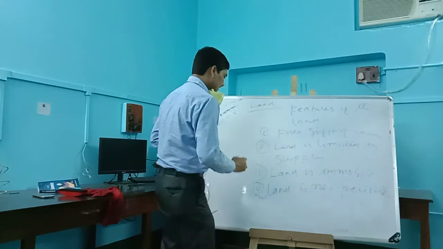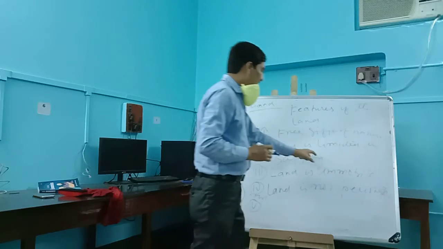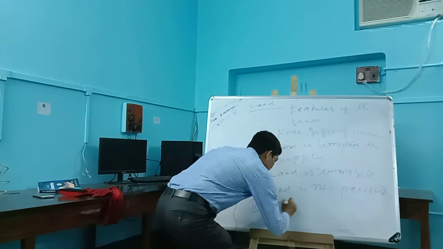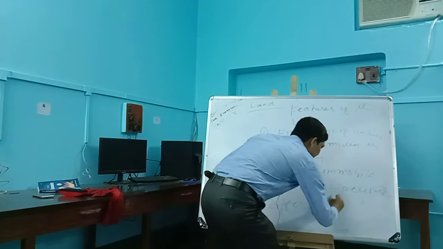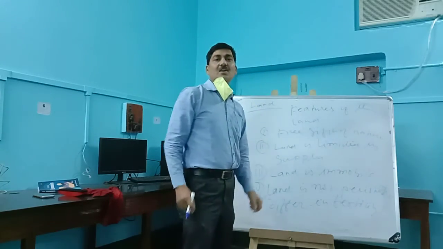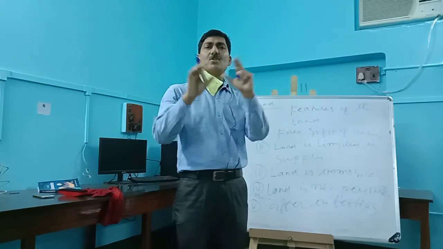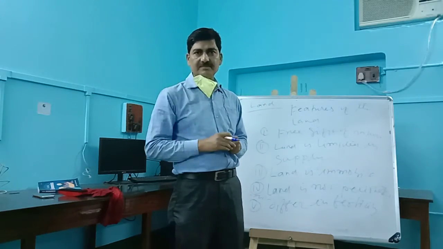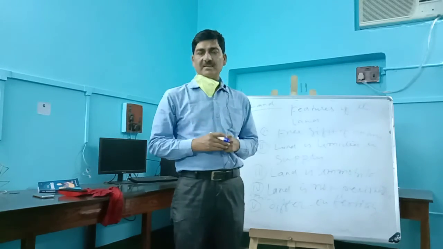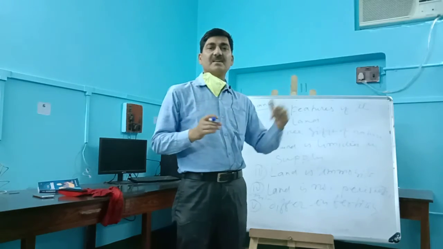Okay? 5th important feature of the land. Land is not only perishable, land not only immobile, but land also differs in fertility. Differ in fertility. All lands are not equal in fertility. I am giving an example. In our country, we have kinds of land: alluvial soil, black soil, laterite soil, mountain soil, desert soil, red soil. But all lands are not equal in fertility.